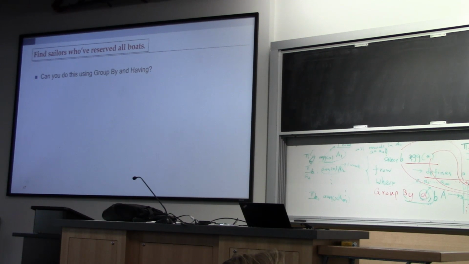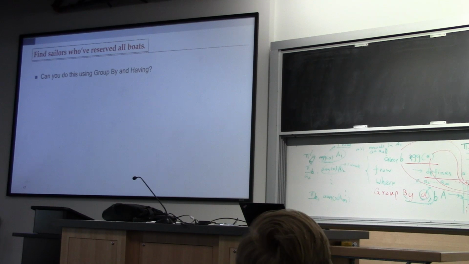then what can you say about that sailor? The total number of boat IDs from his or her reservation records must be equal to what? The total number of boats in my club. With one minor correction: if you only count the boat IDs from his or her reservation record, a person may have reserved the same boat 10 times, and I have 10 boats in my club. You will mistakenly think that this person has reserved all the boats, but actually not. It's just 10 reservations.